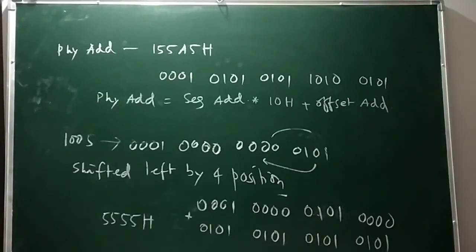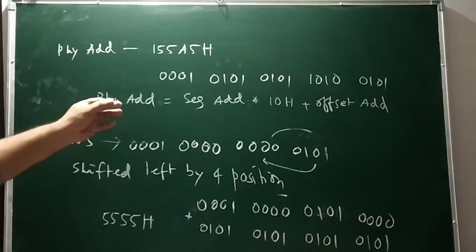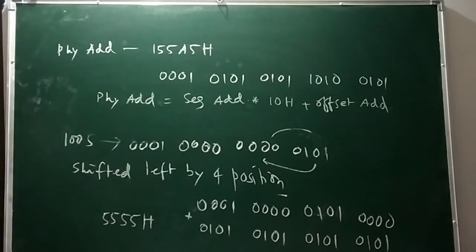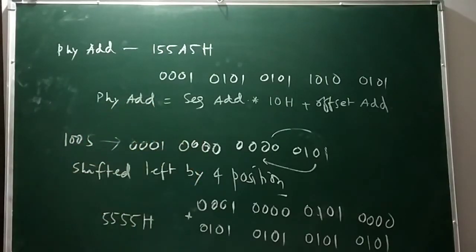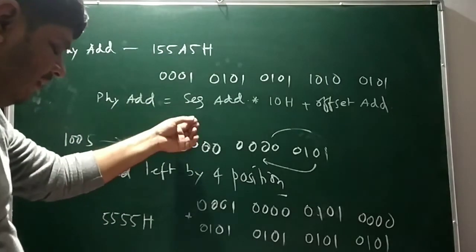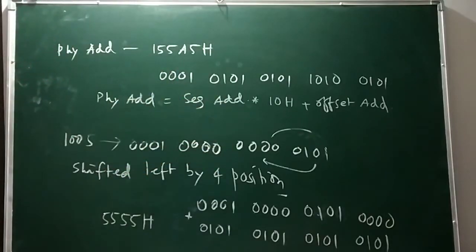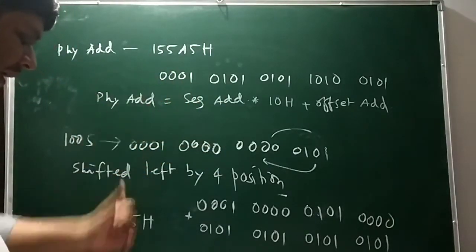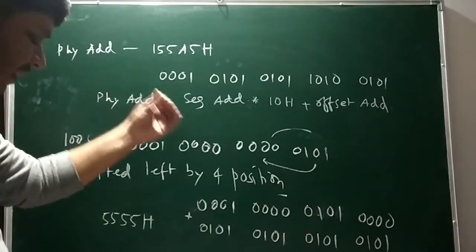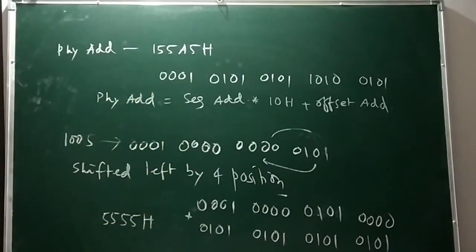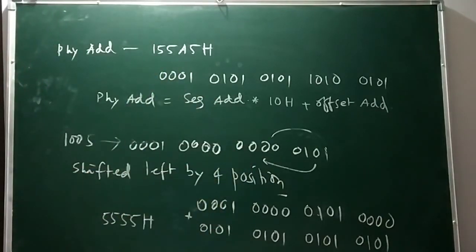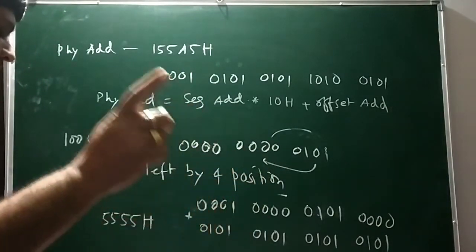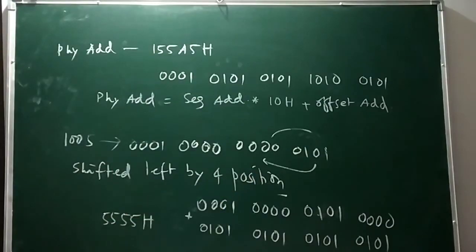So we have 8 addressing modes in 8086. What were they? First is immediate addressing mode, second is direct addressing mode, third is register addressing mode, fourth is register indirect addressing mode, fifth is indexed addressing mode, sixth is register relative addressing mode, seventh is based indexed addressing mode, and eighth is relative based indexed addressing mode.